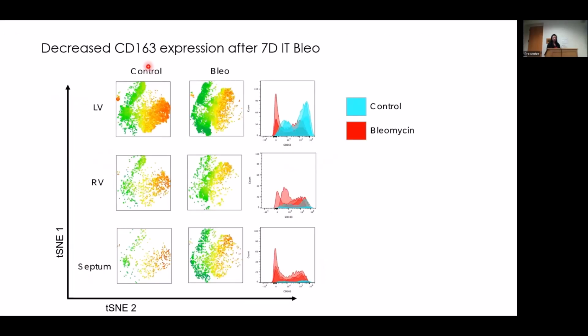One of the interesting things is that there was decreased CD163 expression after bleomycin PH. In these fluorescence plots, the control mice had much higher peaks of CD163, and in the bleomycin, which is the red peak here, they have much lower expression of CD163. So there's a shift and loss of this tissue-resident population of CD163 macrophages after bleomycin exposure.